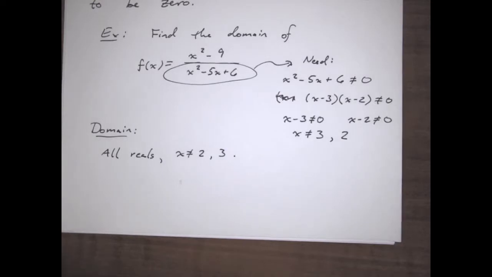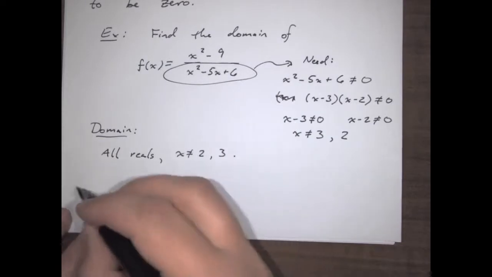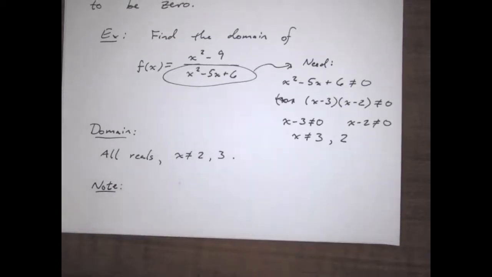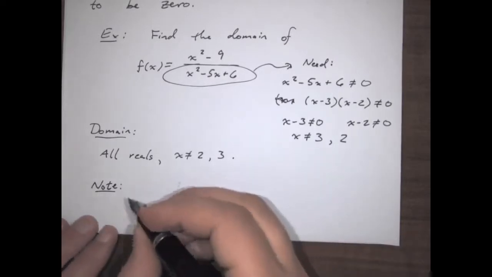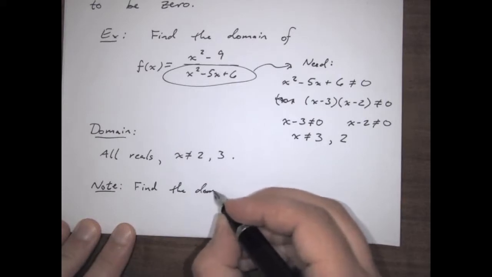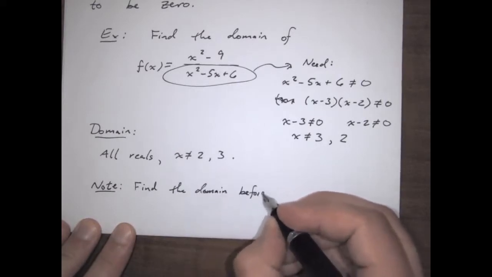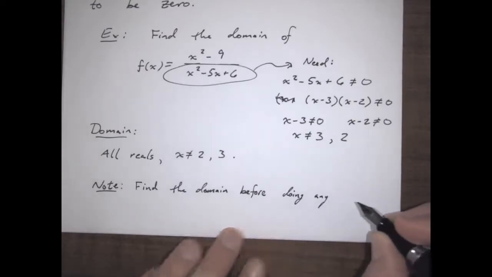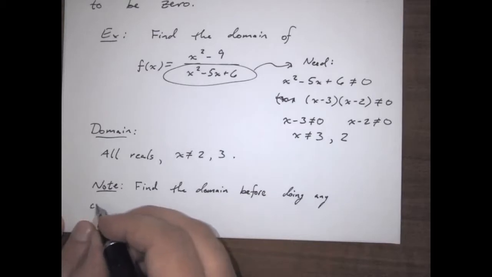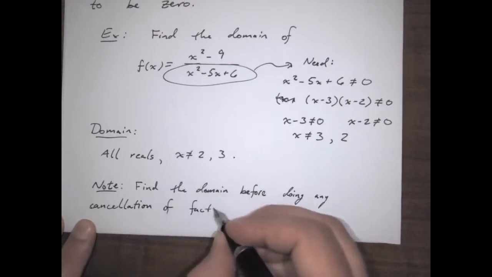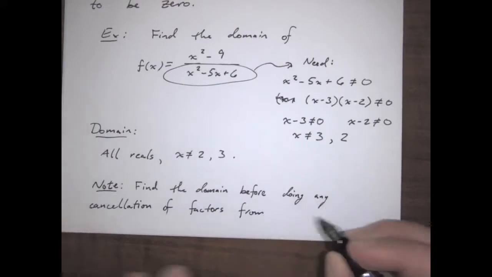Now notice that we found the domain before doing anything at all with the top. We did not simplify this in any way. And that's an important fact, so note: find the domain prior to doing any simplification. Don't cancel any factors from the top and bottom until you found the domain. Before doing any cancellation of factors from the top and bottom.